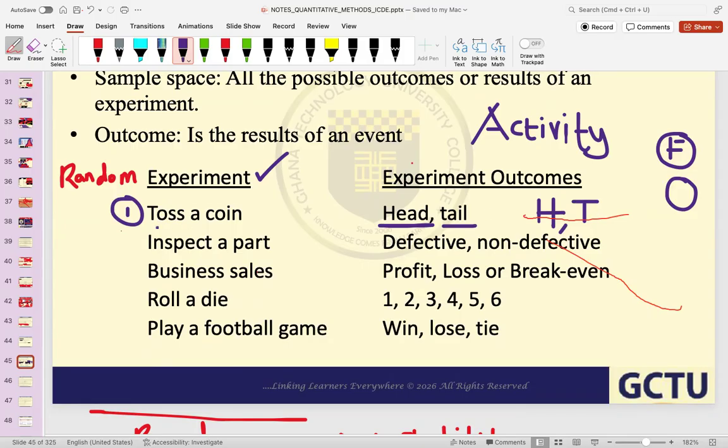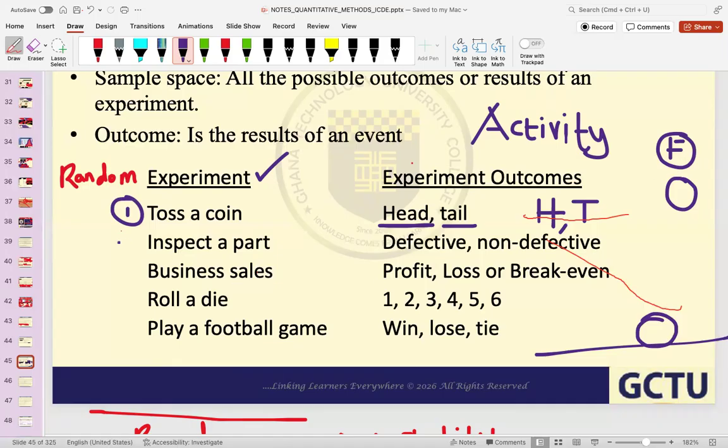So when you are tossing the coin, you do not know whether a head or a tail will appear until the coin falls on the ground, because it can be either head or a tail. So this makes this activity a random activity. Why? Because H can appear or T can appear.